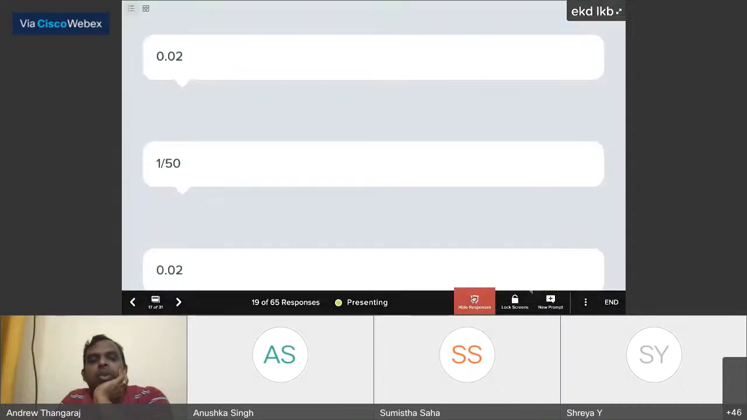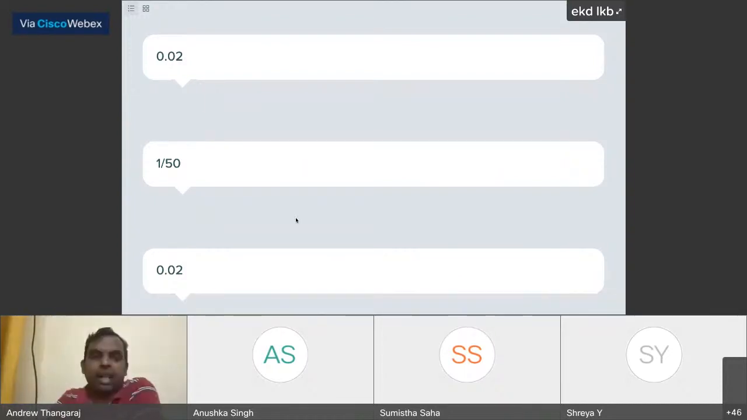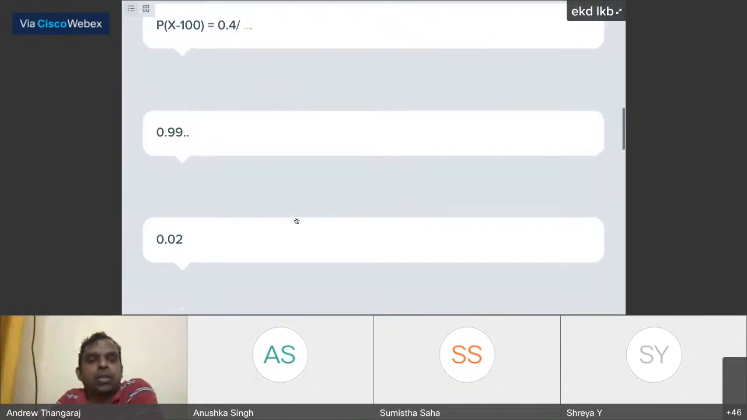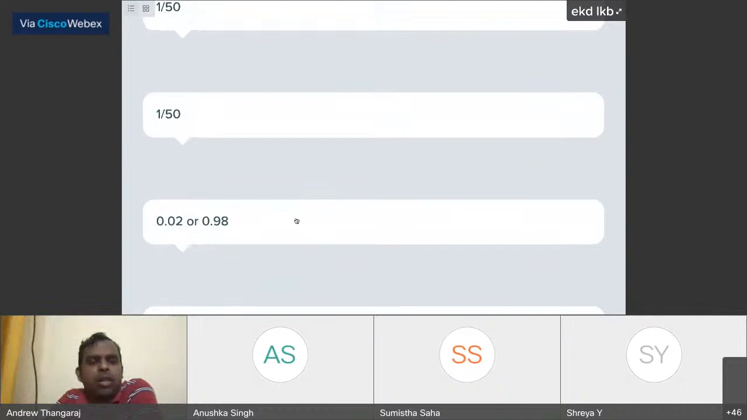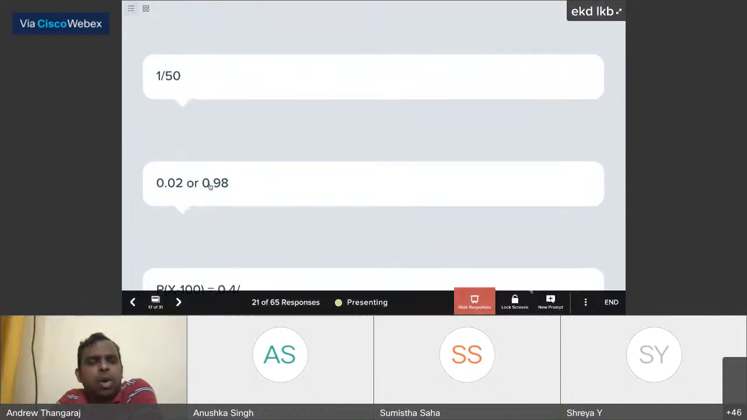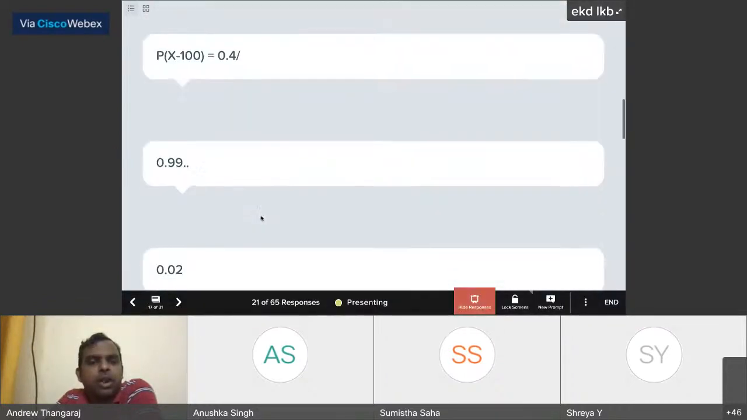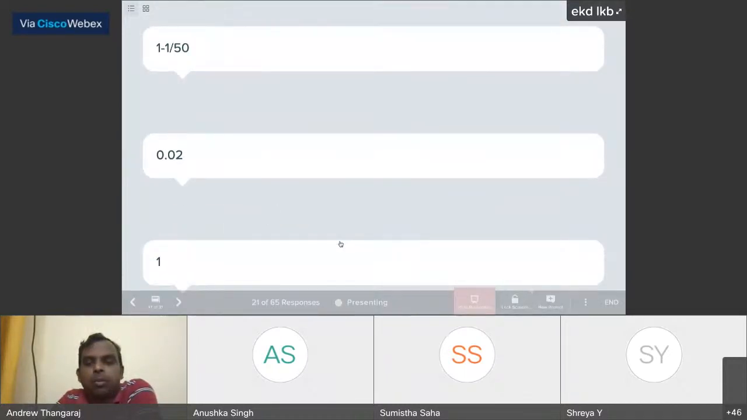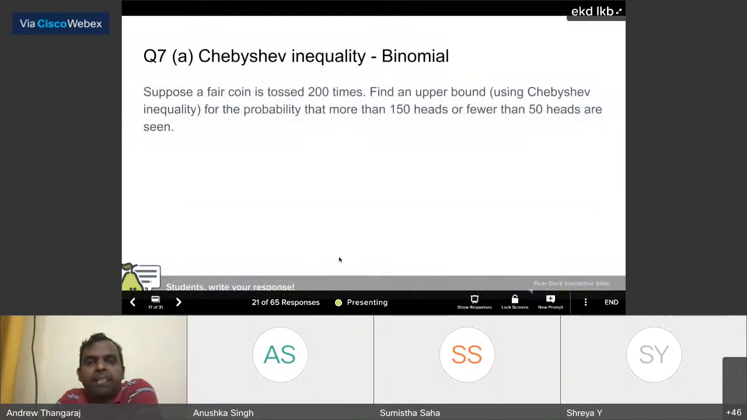Okay, so I think it's come close to 20. The answer that many people have given is 1 by 50. That's correct, 1 by 50 or 0.02. Whoever has found 0.02 or 0.98, what is 0.98? Okay, so it's 0.02, I think. So it's good. I think the person was not sure whether it's this way or the other. So 1 by 50 is correct.